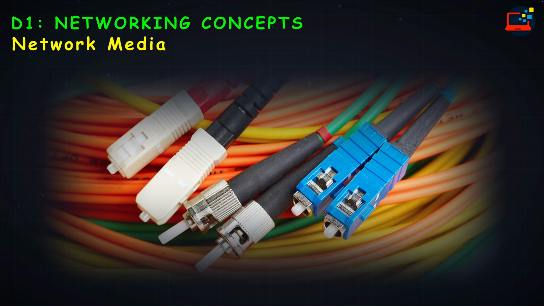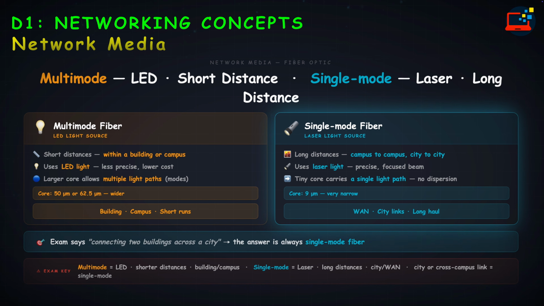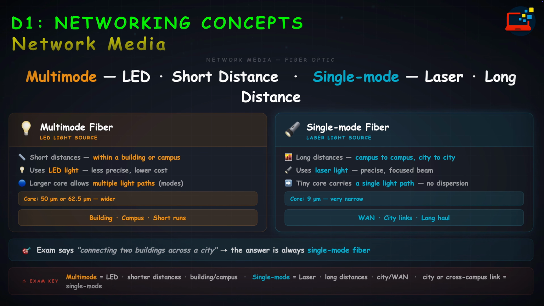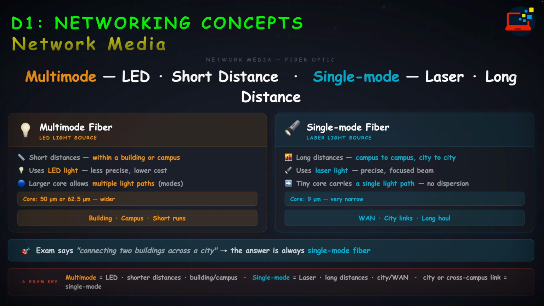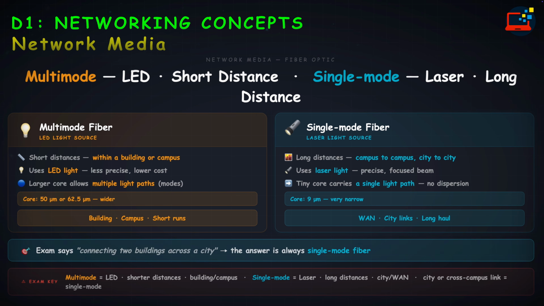For fiber optic cable, multi-mode fiber uses LED light sources and is designed for shorter distances, typically within a single building or campus. Single-mode fiber uses laser light sources and is built for long distances, across campuses or between cities. If a question involves connecting two buildings across a city, the answer is single-mode fiber.